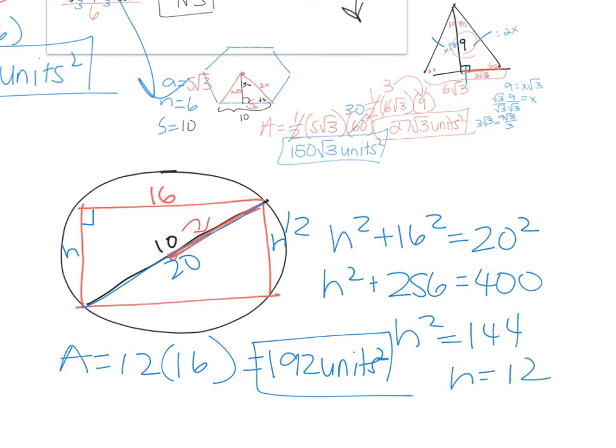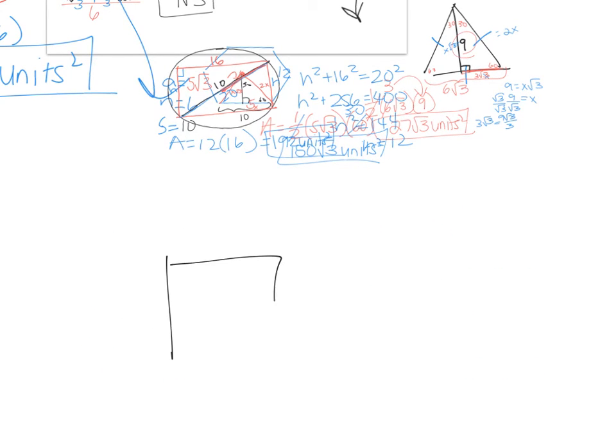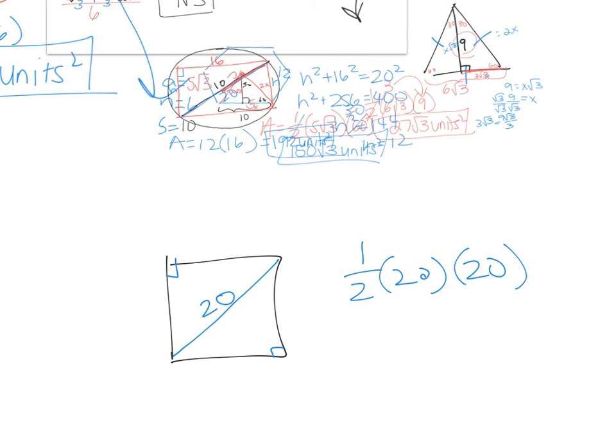Does that make sense? So if I just gave you, and said this is a square, right? I would have to know it's a square. Find the area. It's 1/2, 20 times 20, which is a lot easier than doing the 45, 45, 90 triangle on it, okay? Because if it's a square, it's a rhombus. Does that make sense? Yeah?